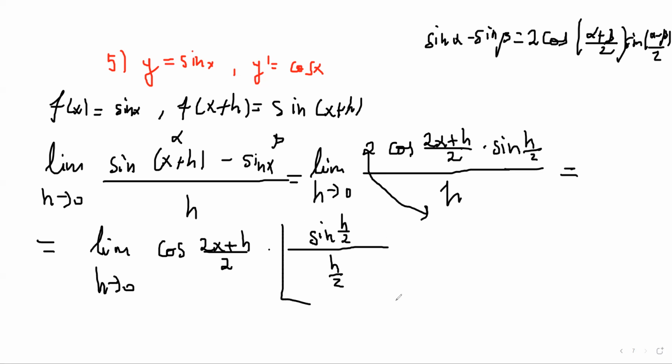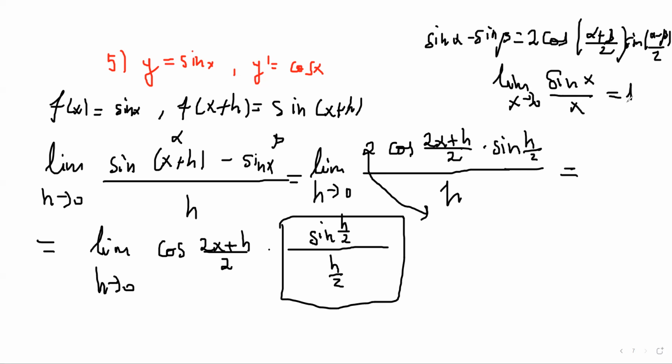So actually look here. Here I am going to apply this formula: limit x tends to 0, sine x divided by x. We know the first wonderful limit is equal to 1. So this limit is 1 actually. Instead of h, we place here 0. So we are going to get cosine 2x divided by 2, times 1. It's cosine x. So again, we proved that the derivative of the sine function is the cosine function.